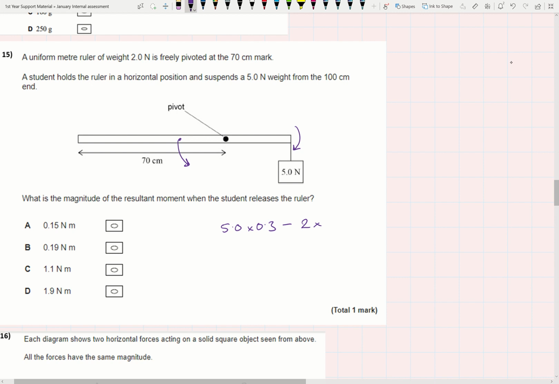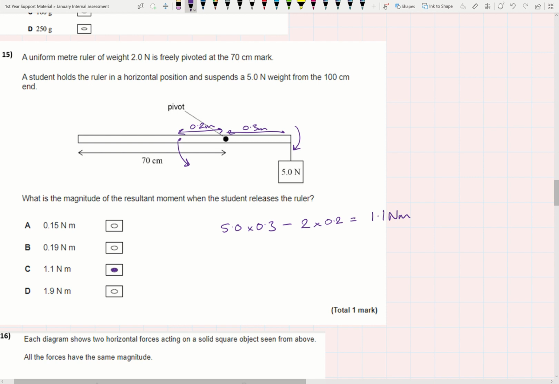And I know that since that's a uniform meter ruler, that point is 20 centimeters from the center of mass. I've got 2 times 0.2 on that side. So I do that on my calculator. I get 5 times 0.3 minus 2 times 0.2, giving me 1.1 newton meters.